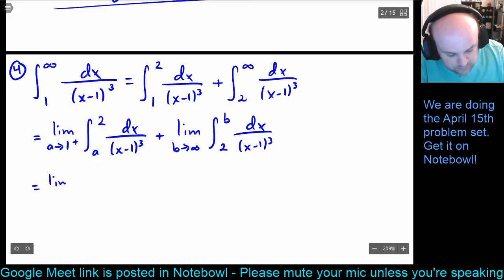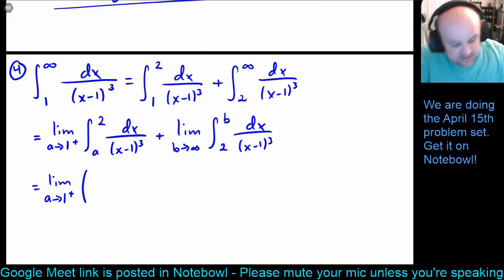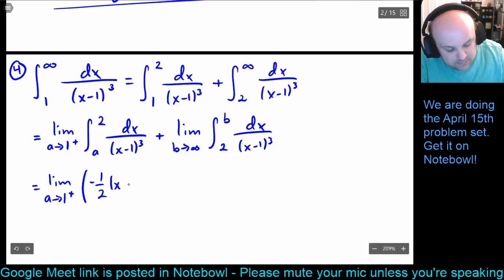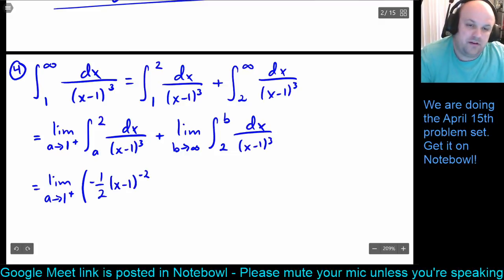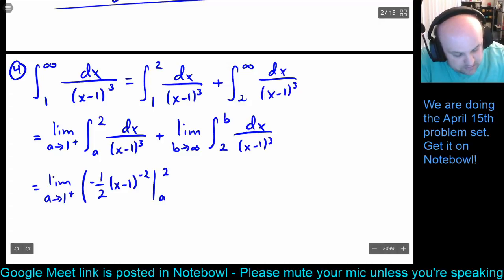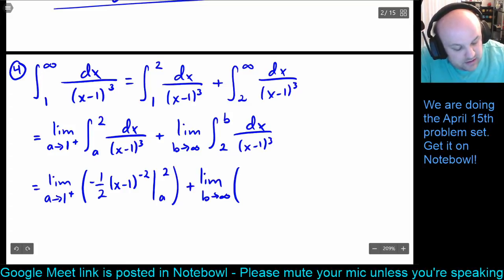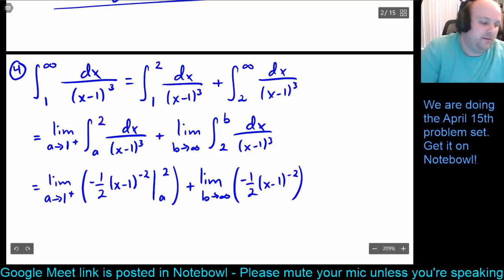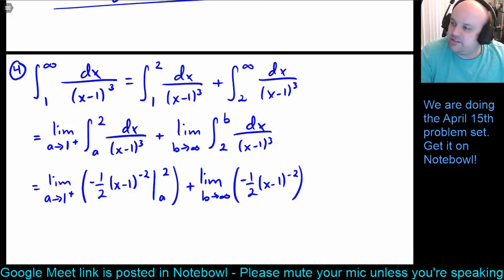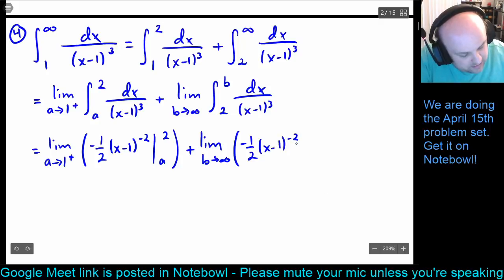All right, so when we integrate this, this is going to be negative 1/2 x minus 1 to the negative 2, right? From a to 2, plus limit as b goes to infinity of, again, negative 1/2 x minus 1 to the negative 2. Right. Hopefully that looks good. Questions there? All right. Oh, sorry, I forgot to put the limits.